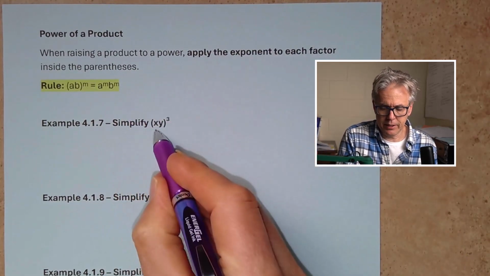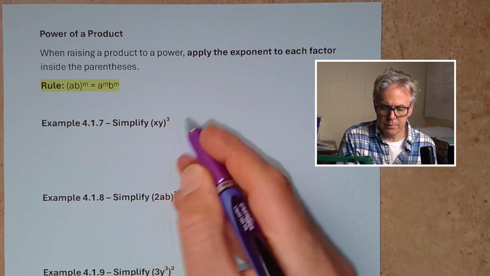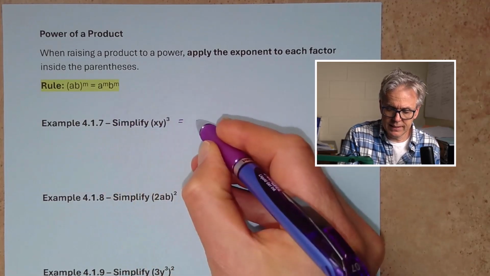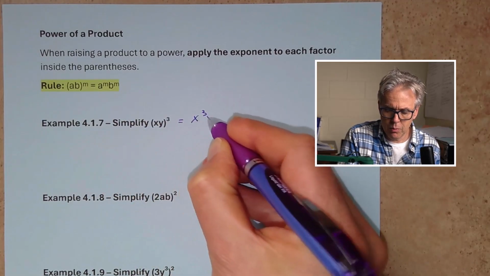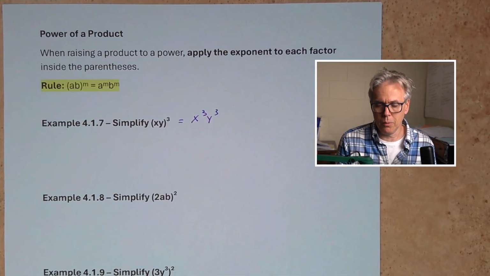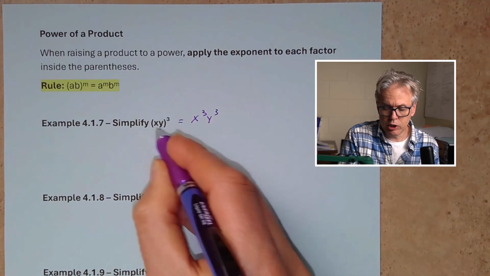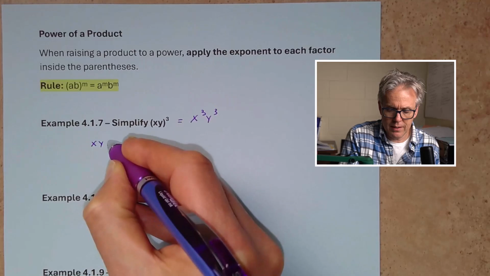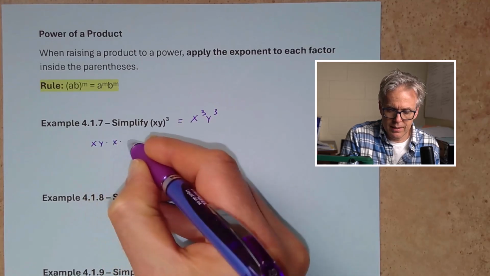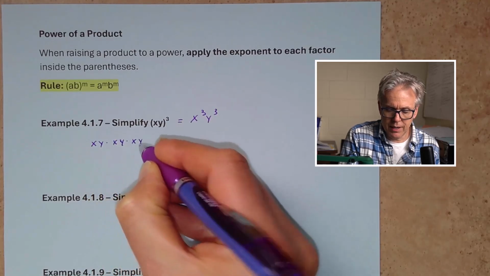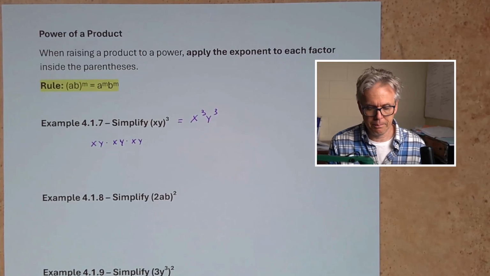So in this example here, (xy) cubed, the property says this is going to be x cubed y cubed. Now, why does that work the way it does? Think about what this means. What does it mean to cube something? It just means I'm going to have xy times xy times another xy. I've got 3 copies of what's being cubed.